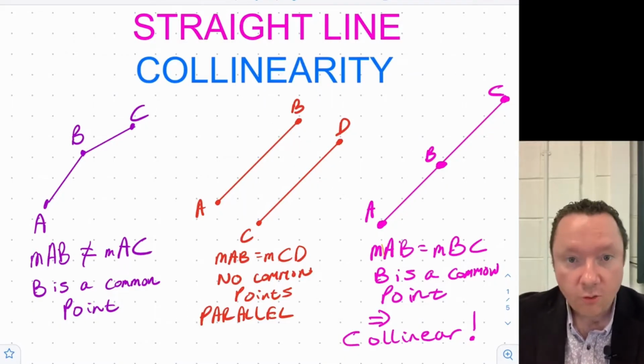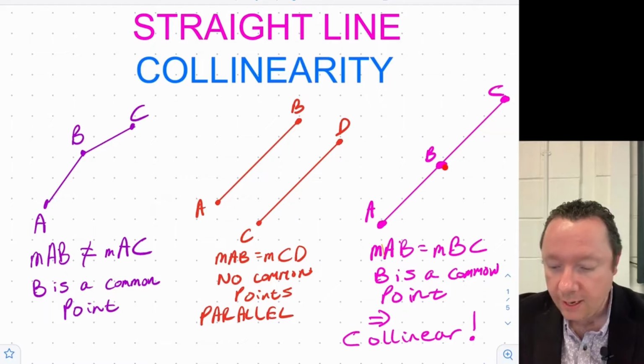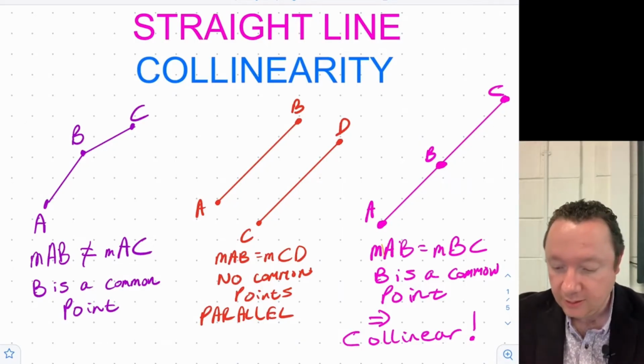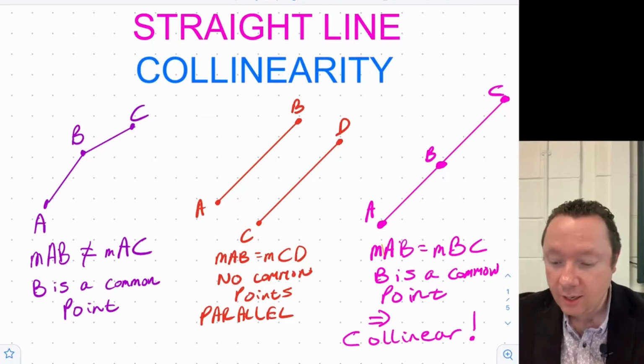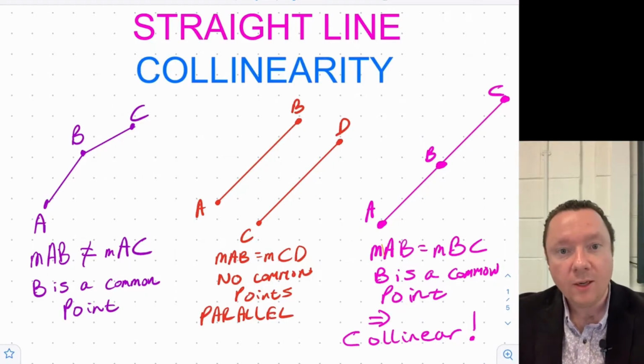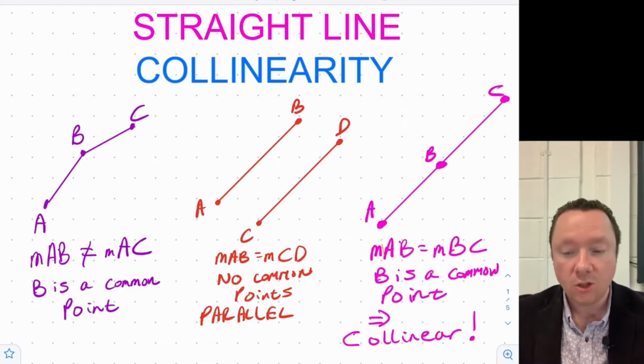However, I could draw 3 points on a straight line, A, B, C, and clearly the gradient between any 2 points is the same. The gradient between A and B is the gradient between B and C. Essentially, A to B and B to C are parallel, but since B is a point in both lines, they must be on a straight line, so they're collinear. So B is a common point.